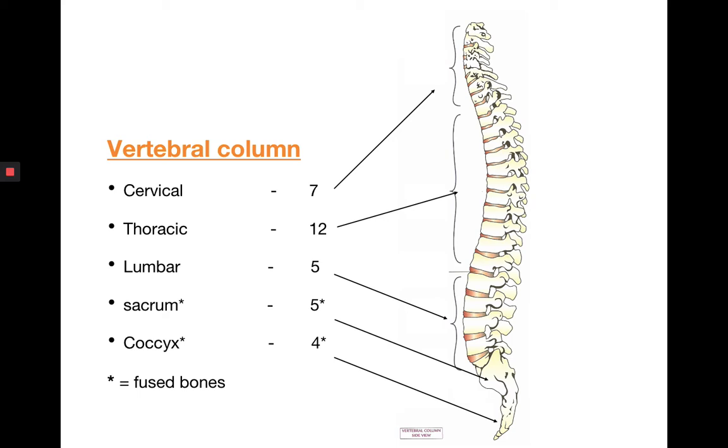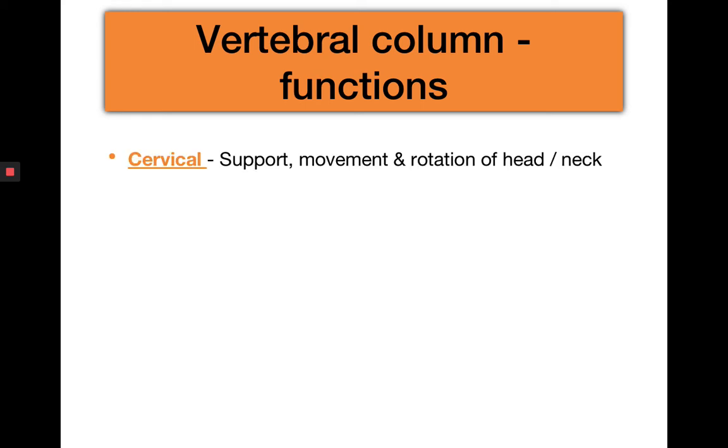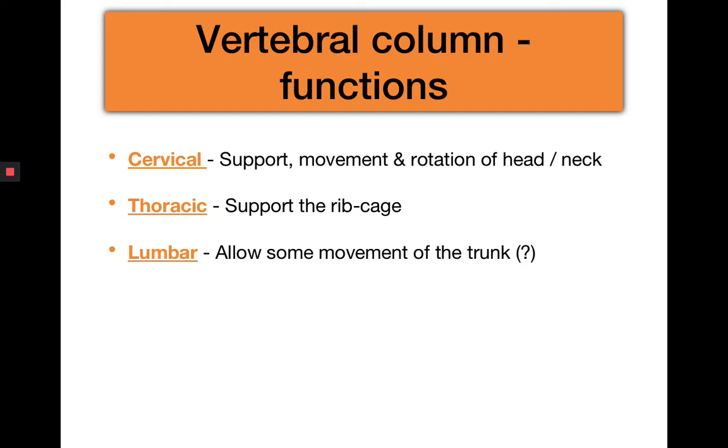Let's take a look at the functions then of the vertebral column, and we can put just a few functions as a whole, but we will divide them up into sections. So your cervical, what are they responsible for? Well, they're responsible for support and movement of the head and neck. Your thoracic are responsible for the support of the rib cage.